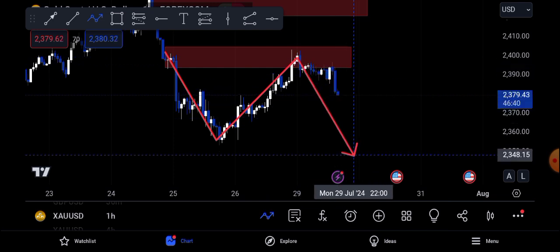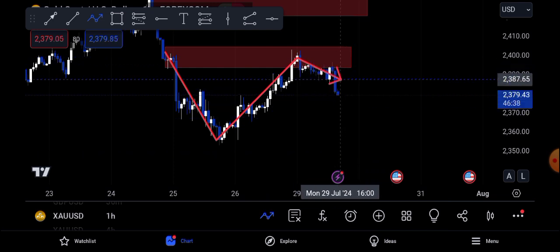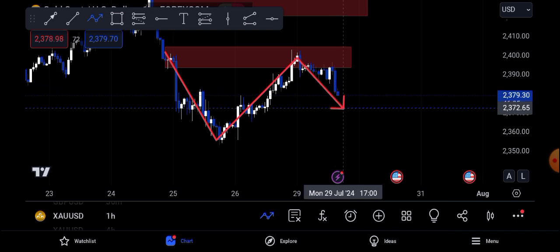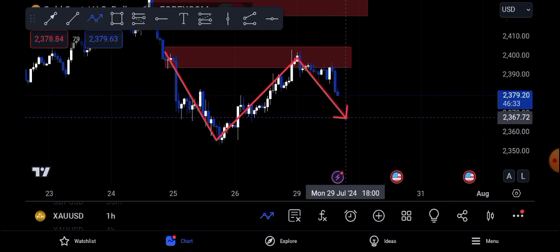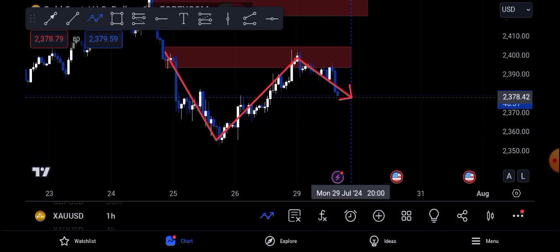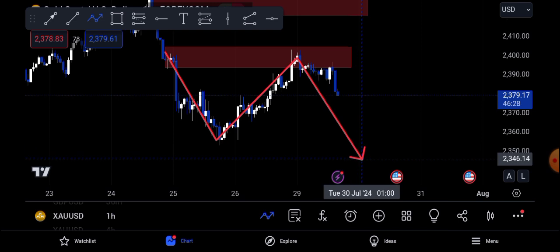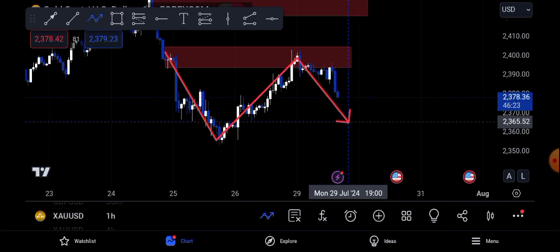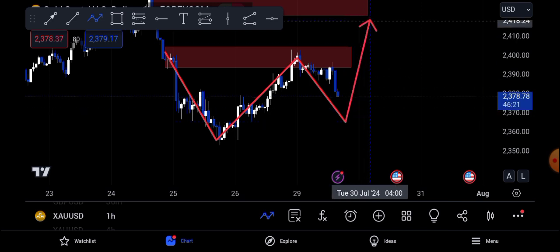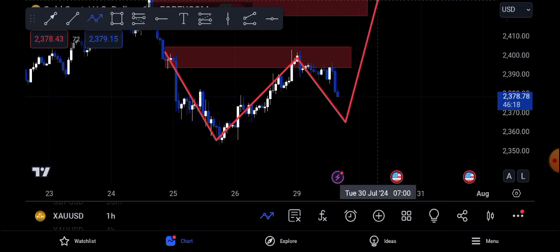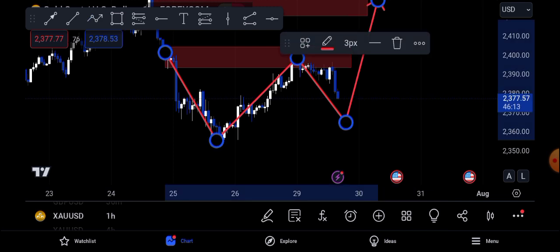If this downtrend is going to hold, maybe price will make a move like here. If price is going to continue in the downtrend, it's going to make something like this. But if it is not going to, then it is going to do something like a break of structure, creating a higher high, a lower low, and a higher high. You can see it here. But as you can see, price is continuing to go down.